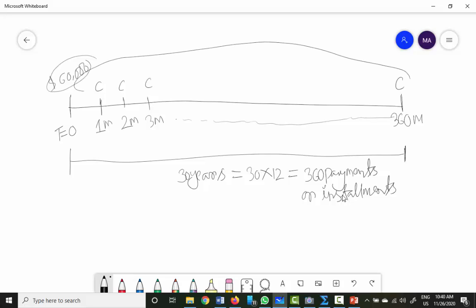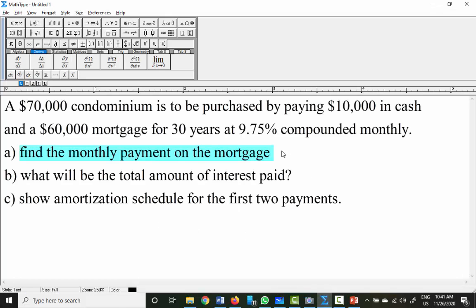So that means the present value of all these future cash flows should be equivalent to $60,000. This $60,000 you have borrowed today, so this is the present value of all these future cash flows, right? So $60,000 is the present value of annuity.